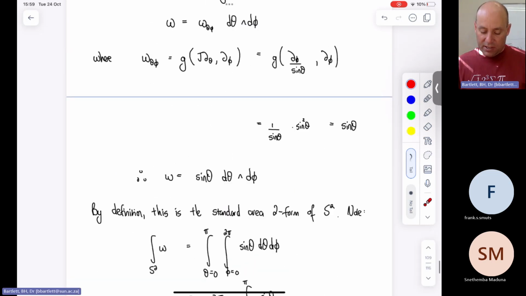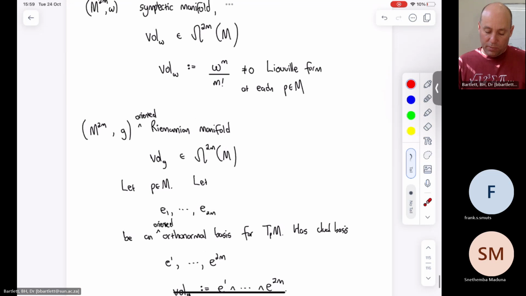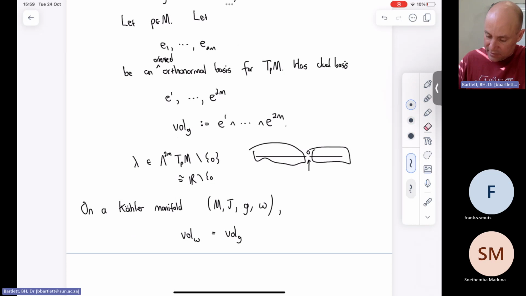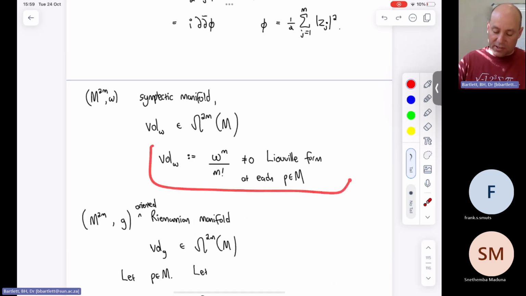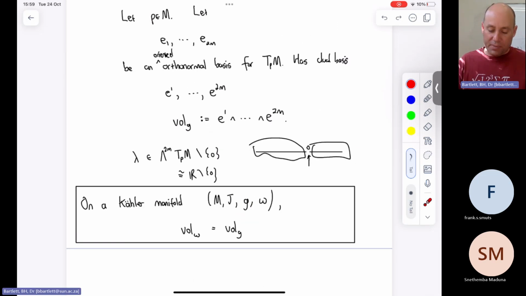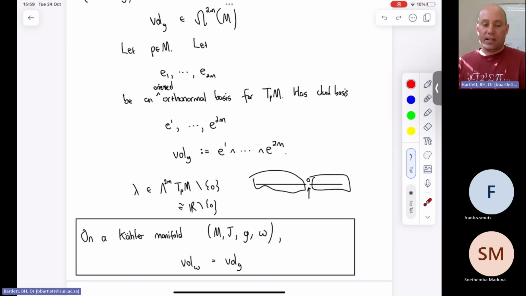Because in general, we're going to have a Kähler manifold like this. That means it's going to have a symplectic form, and from the symplectic form, I could then calculate the associated Liouville form. It's also going to have a Riemannian metric, and from the Riemannian metric, I can calculate the associated volume form of the Riemannian metric. And then the claim is that as long as these are all compatible with each other in the sense of being Kähler, then these two volume forms will be the same.